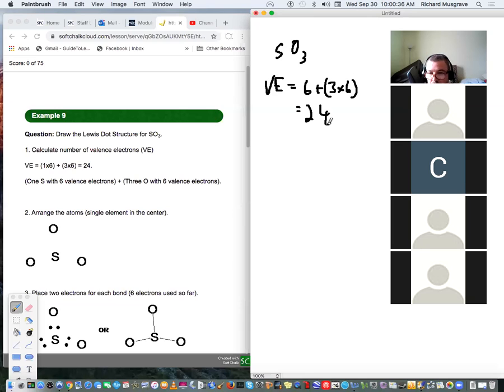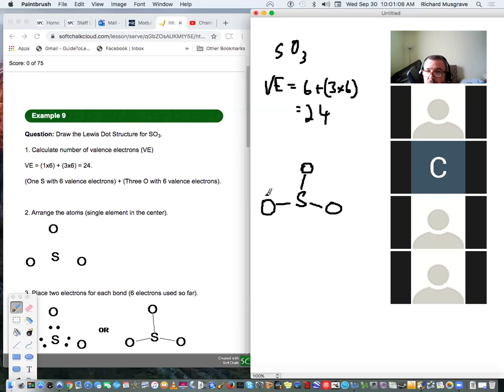Okay. So what we do is we know that we have to use 24. We cannot use more, we cannot use less than that. So we draw the S and put the 3 O's around the S, and then we bond them. At this point, I've used 6 electrons: 2, 4, 6, right? That's what we've used so far.